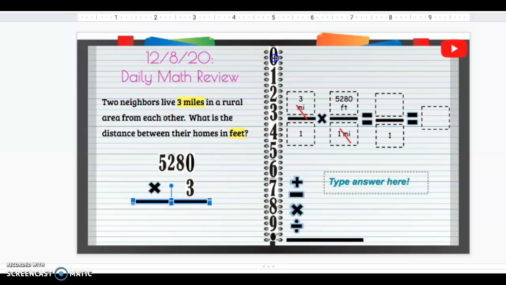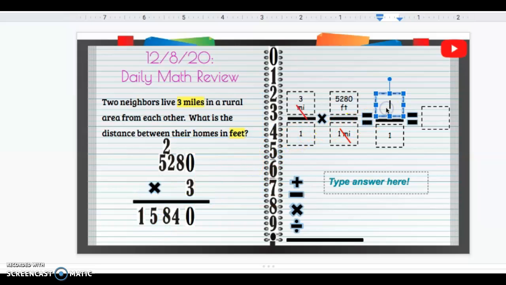3 times 0 is 0. 3 times 8 is 24. Put my 2 up on top, and my 4. 3 times 2 is 6. 6 plus 2 is 8. And 3 times 5 is 15. So on top, you're going to get 15,840 feet.